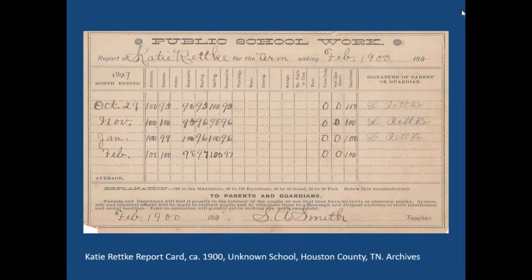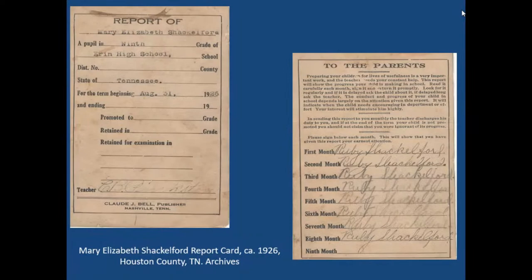Here is an example of a report card from 1900. It's for Katie Redke. And as you can see, it gives her grades and it gives the signature of her parent or guardian. So this is an example of a great report card. Here's another report card. This is for Mary Elizabeth Shackelford. And it's from 1926. As you can see, her mother actually signed her report card, Miss Ruby Shackelford. I can tell you that Miss Ruby Shackelford was actually one of the county officials for a time. But think about it. You have a female ancestor that you found her report card. And not only that, but you found that her mother actually signed the report card each and every month. Report cards can be a true treasure.